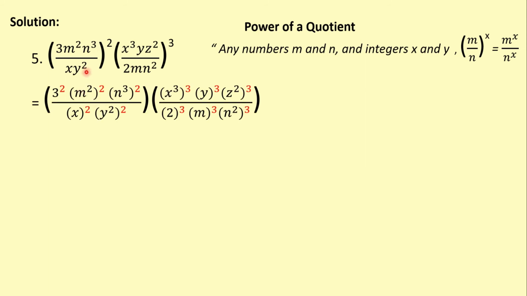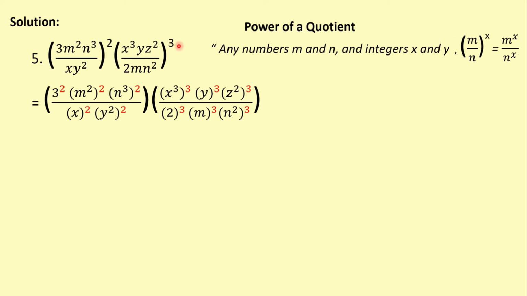So, first, dito muna tayo sa una. So, i-distribute natin yung squared. Magiging 3 squared, m to the power of 2 squared, n cube squared, x squared, y squared to the power of 2. So, distribute lang natin yung exponent. Quotient rule, power of quotient rule.